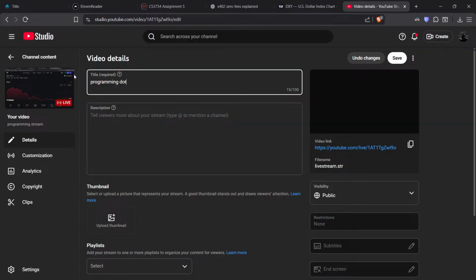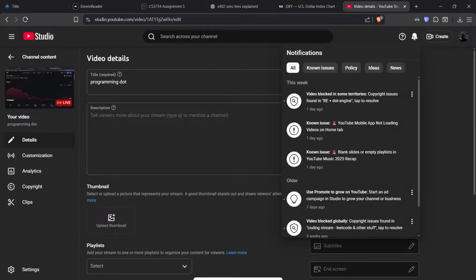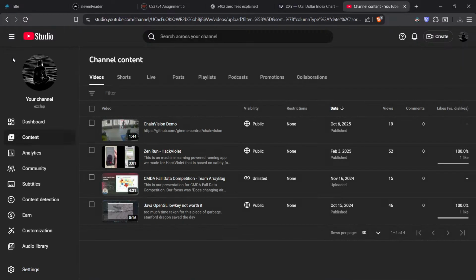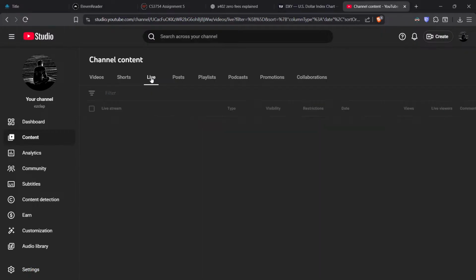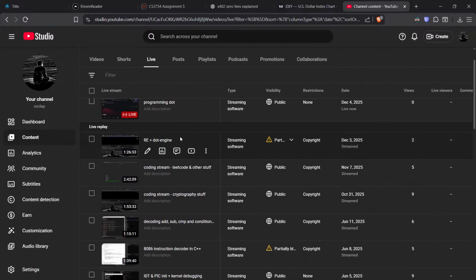I'm just gonna say programming dot. You know, that's the name of this currency. Now, I don't know if this is gonna work. Maybe it won't. As you can see, I like the name dot. I mean, right now I'm just bad at naming stuff, so all my content is named dot. I have dot engine, dot os, and now I have dot for this.